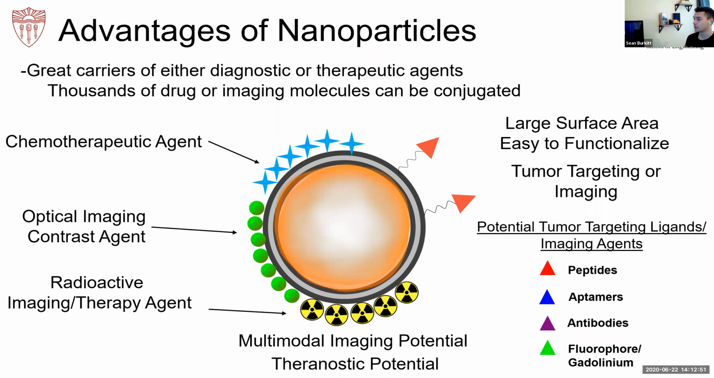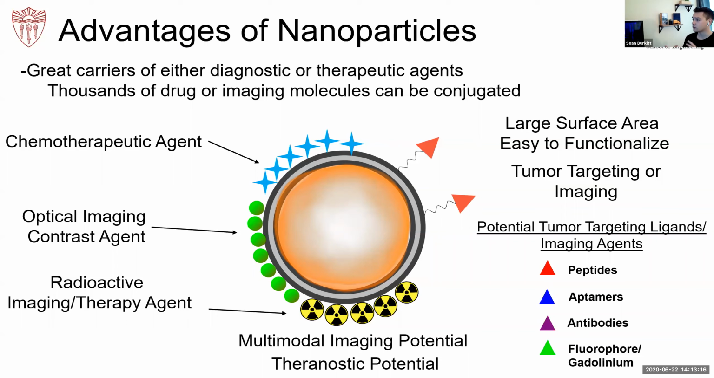Photonic properties, and then we can also conjugate a bunch of different things to the surface of these nanoparticles. So let's say that you wanted to treat cancer, but you also wanted to find where the cancer is because you don't know exactly where in the body it's gone. You can actually functionalize these nanoparticles with both, say, a chemotherapeutic agent to treat the cancer, but then also, say, an imaging agent so you can find the cancer at the same time, which is super powerful.